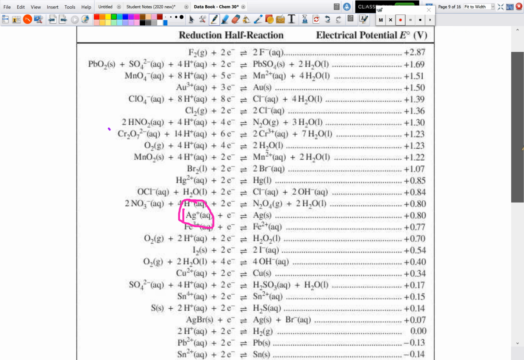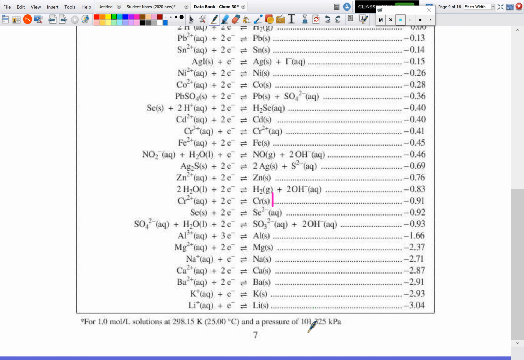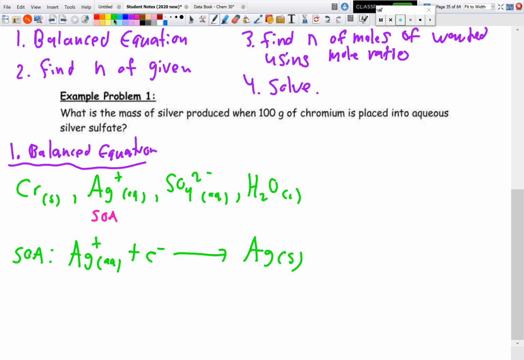Now, same in our data book, if we want to find our strongest reducing agent, we start at the bottom right-hand side and start going up until we come across our first substance, which in this case right here, we'll notice we come across chromium solid first. So that means that chromium solid is our strongest reducing agent. So we can take this half reaction and put it just down below as our strongest reducing agent. And I'll label the chromium as our strongest reducing agent as well, knowing that sulfate doesn't do anything and neither does water. So for our strongest reducing agent half reaction, we have chromium solid producing chromium 2 plus and 2 electrons.